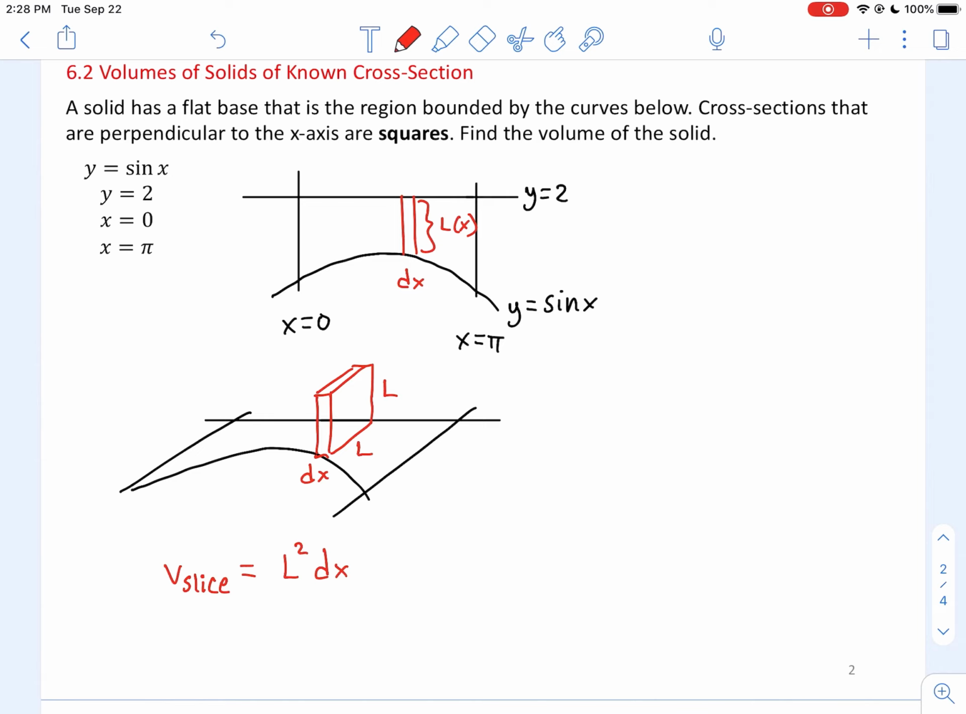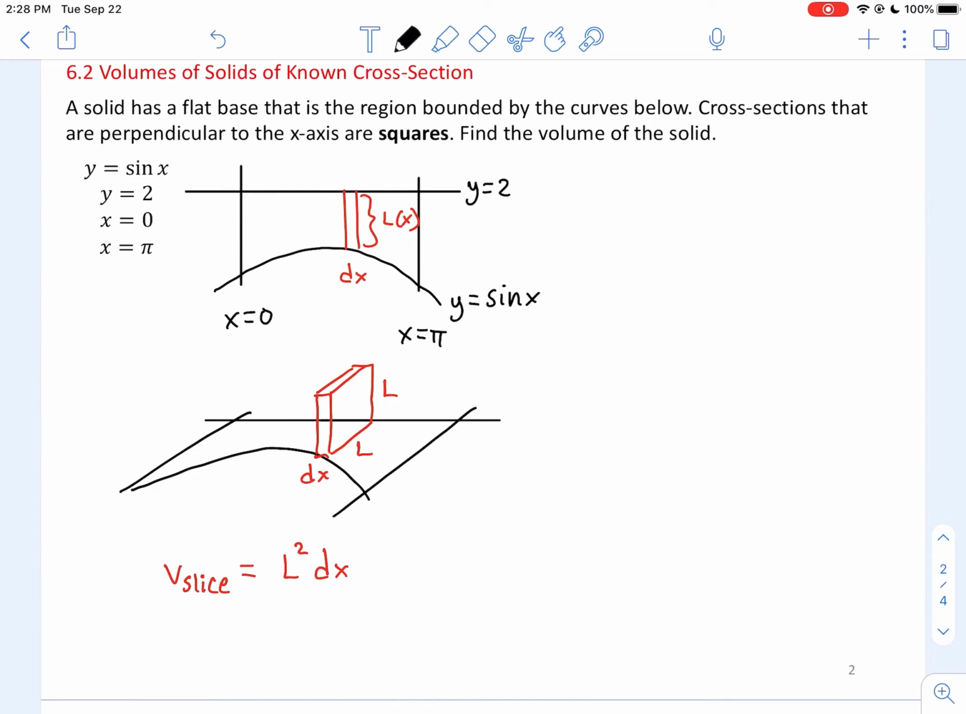If there are some units here involved, which there aren't, but if everything was in feet, for example, then it would be feet times feet times feet. You'd have cubic feet. It would be the volume of that slice. It's good to be able to draw both of these pictures. If not both, then I would focus on maybe trying to draw this one here, so you have a good sense for what it is you're trying to accomplish.